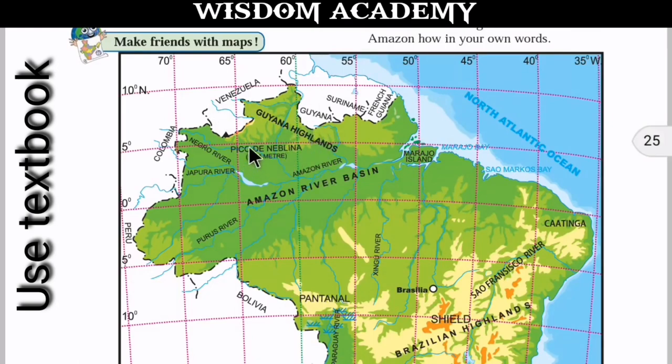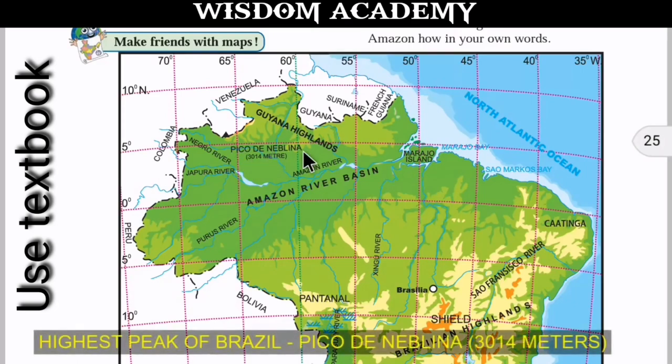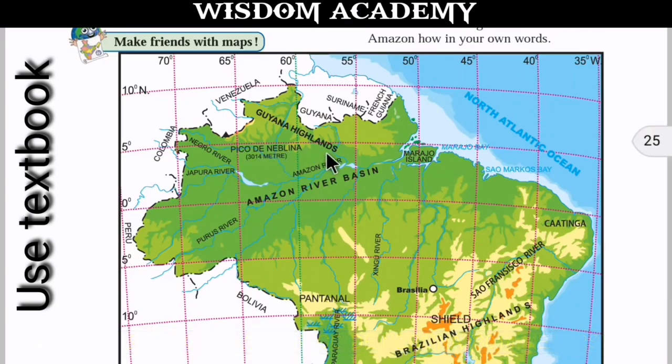There is a peak here. Peak name is Pico de Neblina. It is 3014 meters height. This is the highest peak in Brazil. In India we are having peaks that are more than 7000, more than 8000 meters, but here the peak is 3014 meters in height. The name of the peak is Pico de Neblina. This is the highest peak in Brazil, and lies in the border between Brazil and Venezuela. Here we are having Brazil, here we are having Venezuela. The peak is here, the triangle that is shown here.